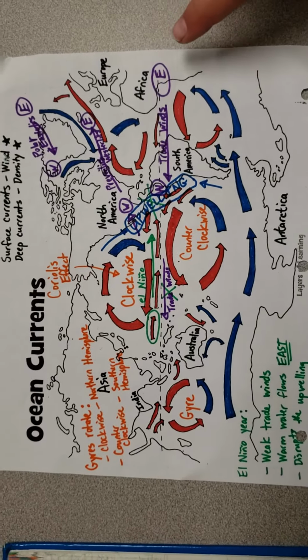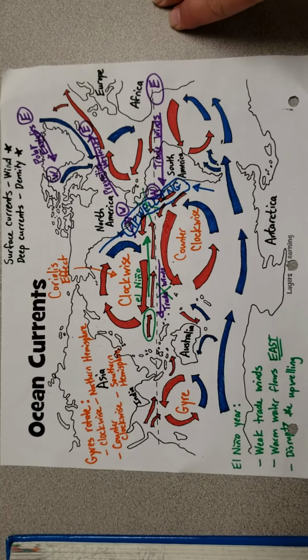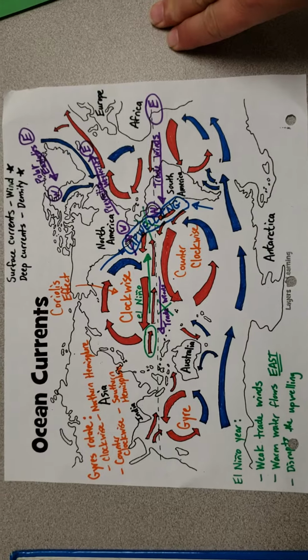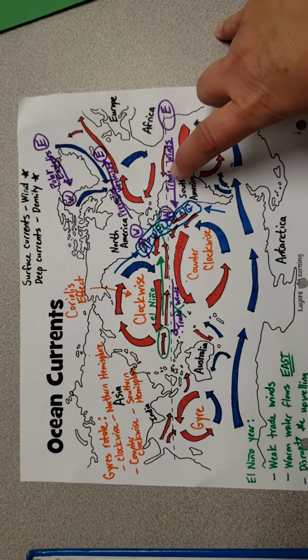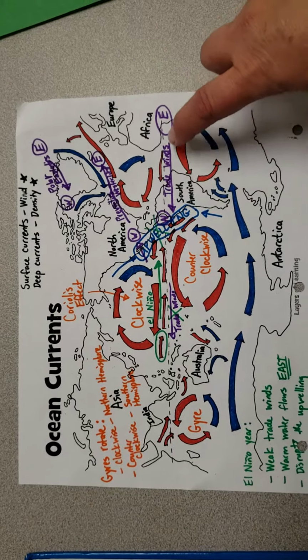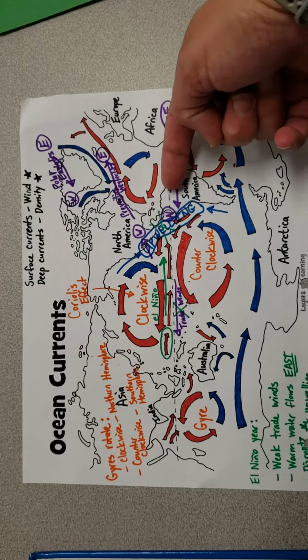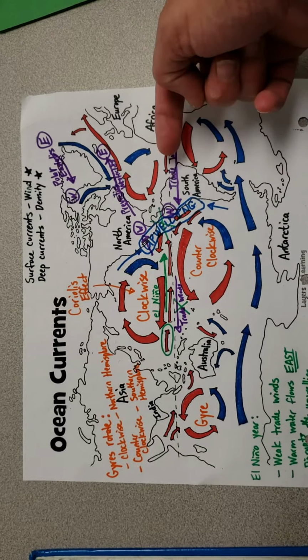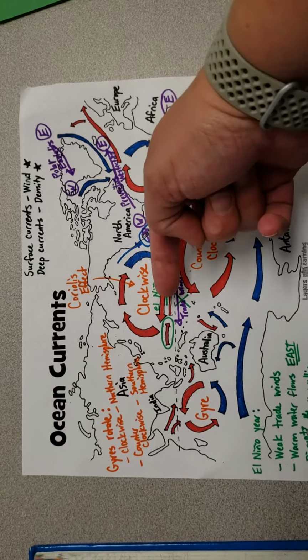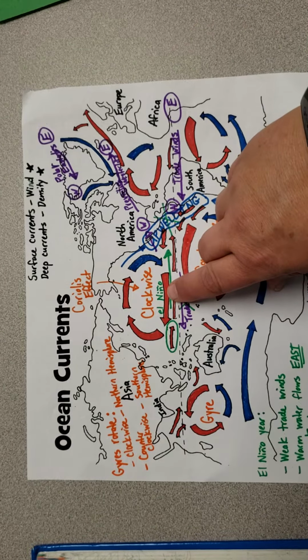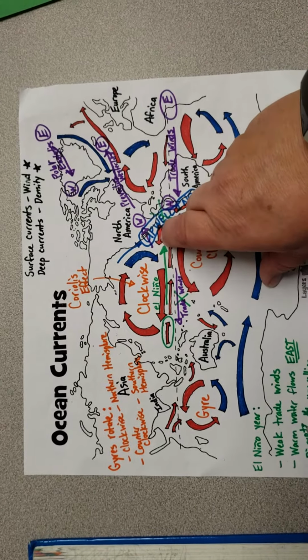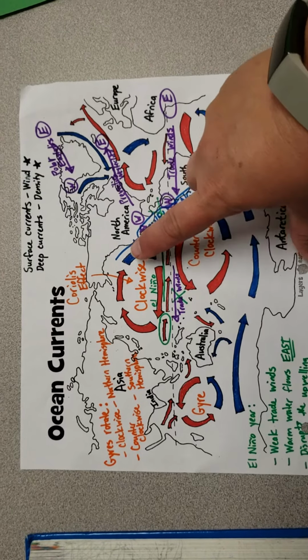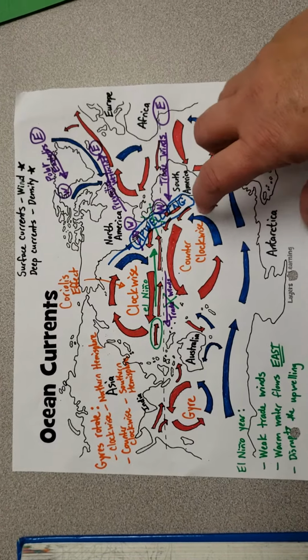Okay, so the last piece here, we want to look at what happens to these currents during an El Nino year. Notice that with these currents, you've got the trade winds that blow from east to west. And these trade winds keep the warm water at the equator moving from the east to the west. So you can see here that the bulk of the warm water is moving away from our west coast here of North America and South America.